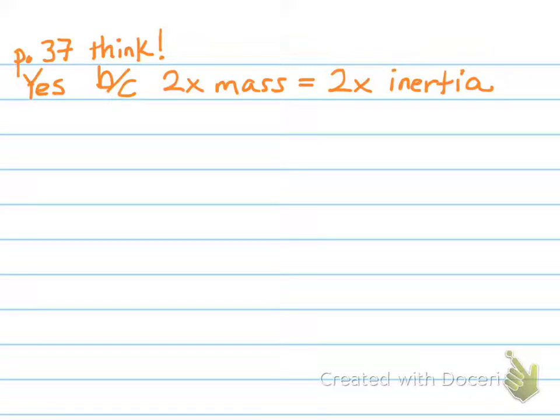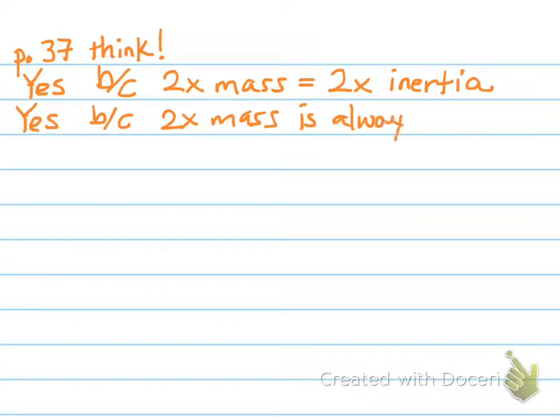The second part is twice as much mass. So it's saying, does a 2-kilogram bunch of bananas have twice as much mass as a 1-kilogram loaf of bread? Again, the answer is yes. Because 2 times the mass is always 2 times the mass, right? 1 kilogram versus 2 kilograms, that's twice as much. The third question, does a 2 kilogram bunch of bananas have twice as much volume as a 1 kilogram loaf of bread?